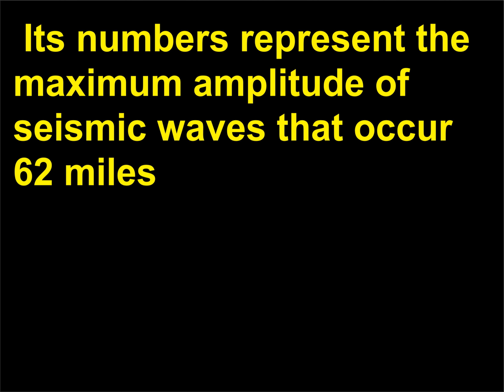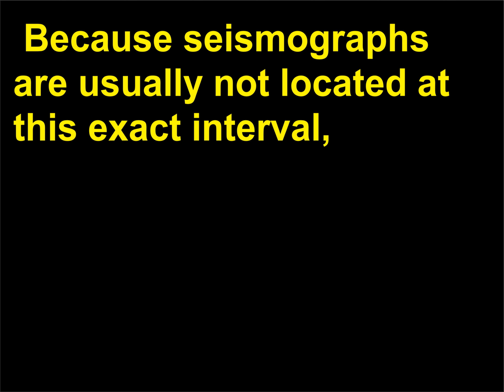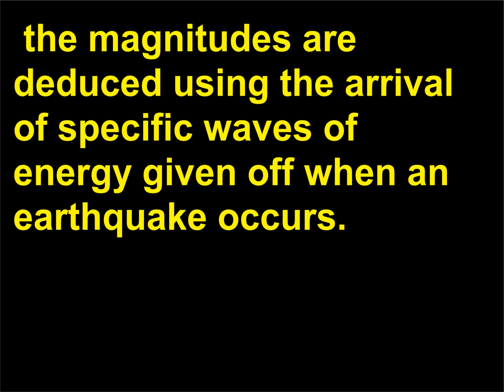Its numbers represent the maximum amplitude of seismic waves that occur 62 miles, 100 kilometers, from the epicenter of an earthquake. Because seismographs are usually not located at this exact interval, the magnitudes are deduced using the arrival of specific waves of energy given off when an earthquake occurs.